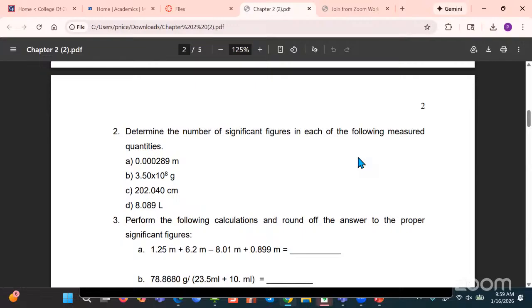I'm just going to go through the rules briefly as I can recall them. The first rule is the easiest. All non-zero digits are significant, right? All digits from 1 to 9 are significant.